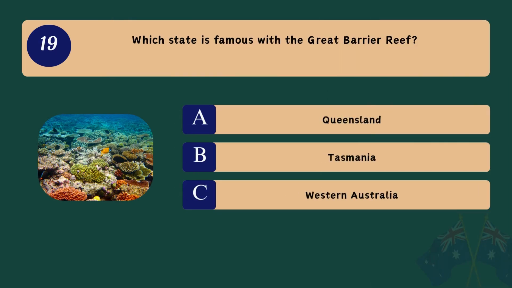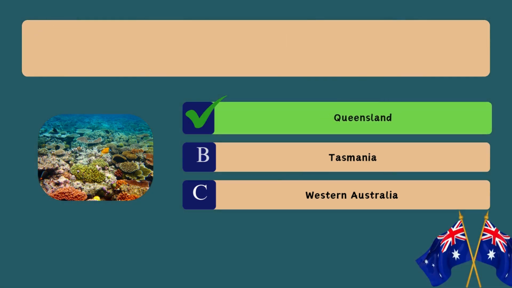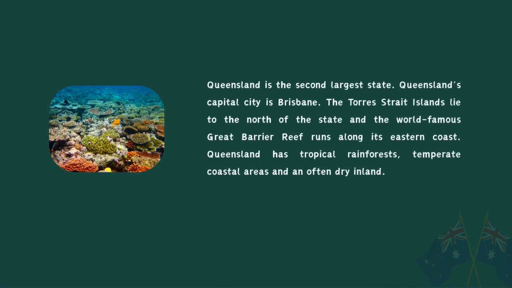Question 19. Which state is famous for the Great Barrier Reef? A. Queensland, B. Tasmania, C. Western Australia. Correct answer A. Queensland. Queensland is the second largest state. Queensland's capital city is Brisbane. The Torres Strait Islands lie to the north of the state, and the world-famous Great Barrier Reef runs along its eastern coast. Queensland has tropical rainforests, temperate coastal areas, and an often dry inland.